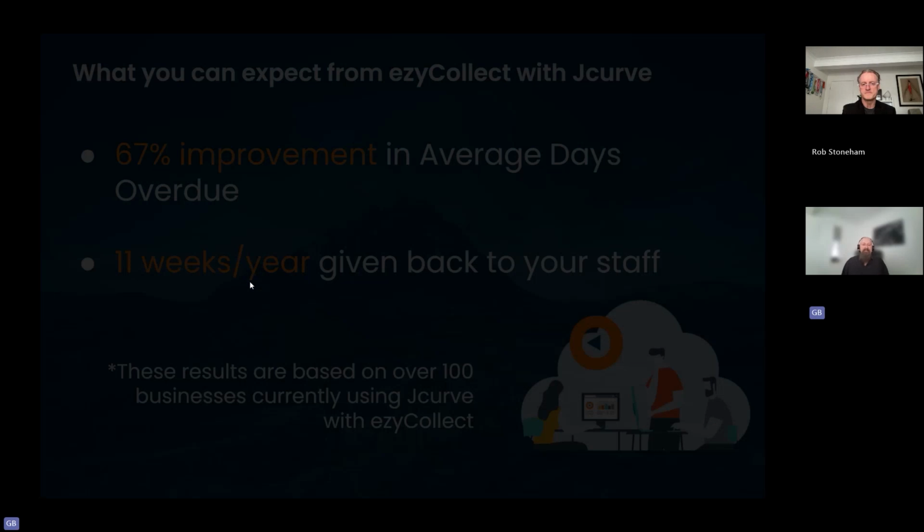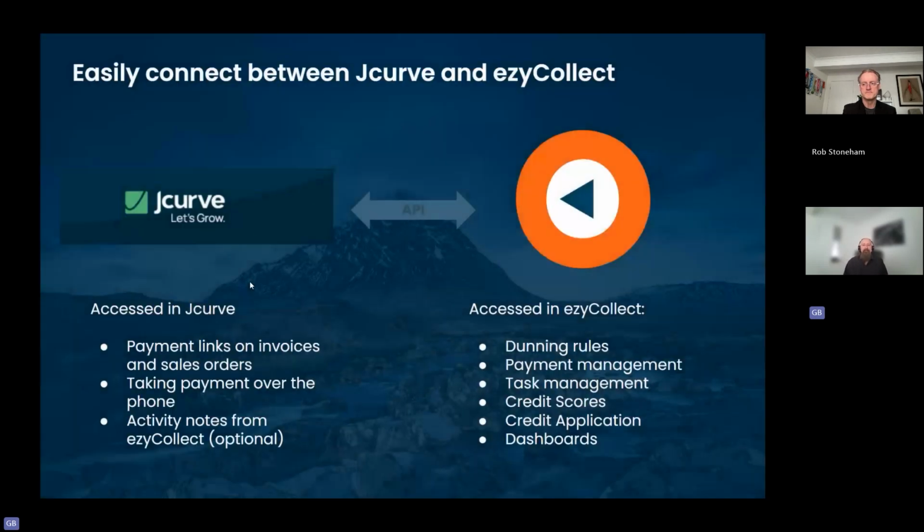So how does ezyCollect work? Well, it works with the API into Jcurve. It was one of the very first ones we did 12 years ago. Jcurve is always the source of truth. We use the API, we pull the information out on a regular basis, either daily, or we sync as often as you would like.